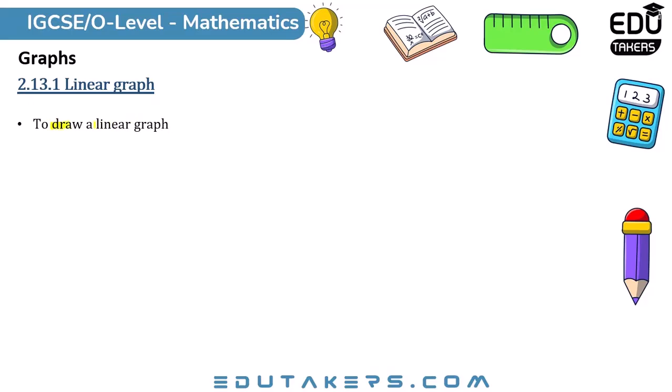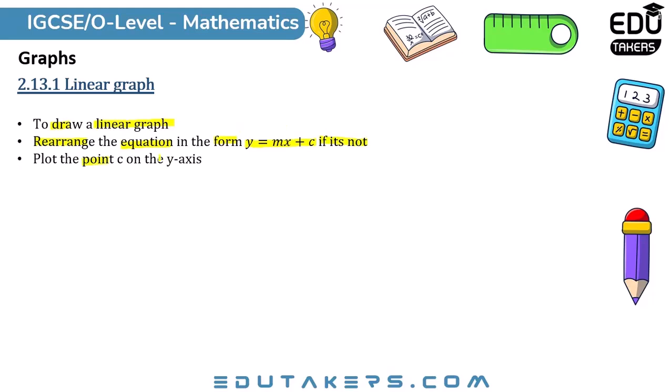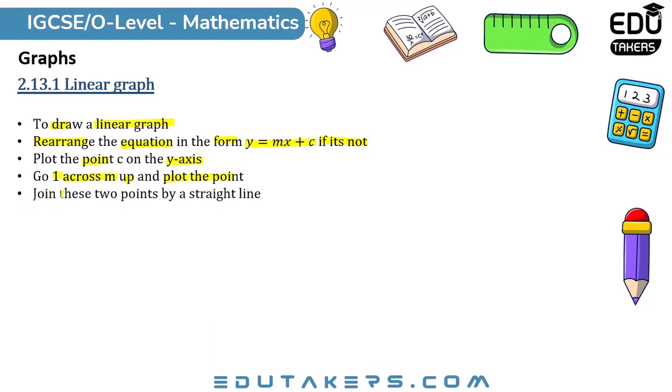To draw a linear graph, rearrange the equation in the form y is equal to mx plus c if it's not. Plot the point c on the y-axis. Go 1 across, m up, and plot the point. Join these 2 points by a straight line.